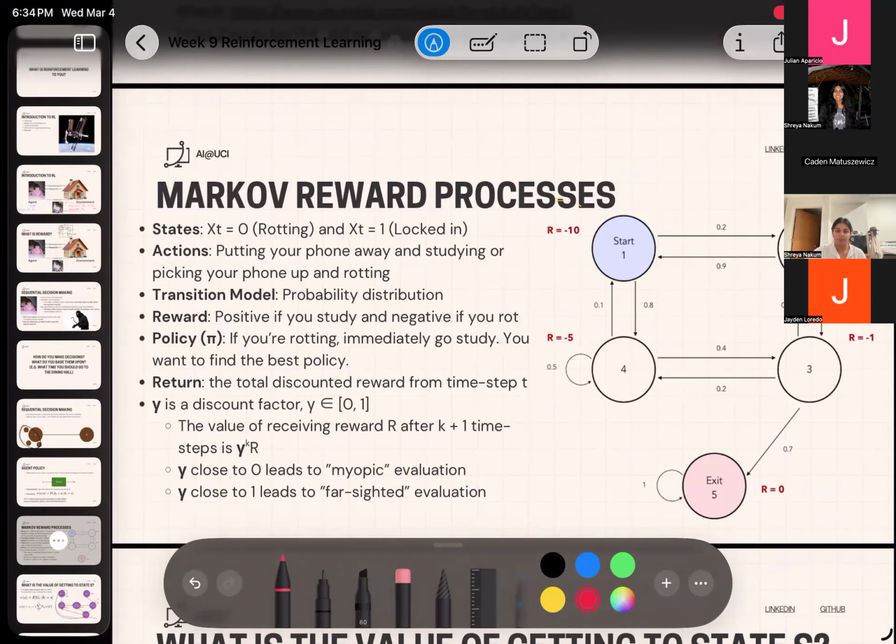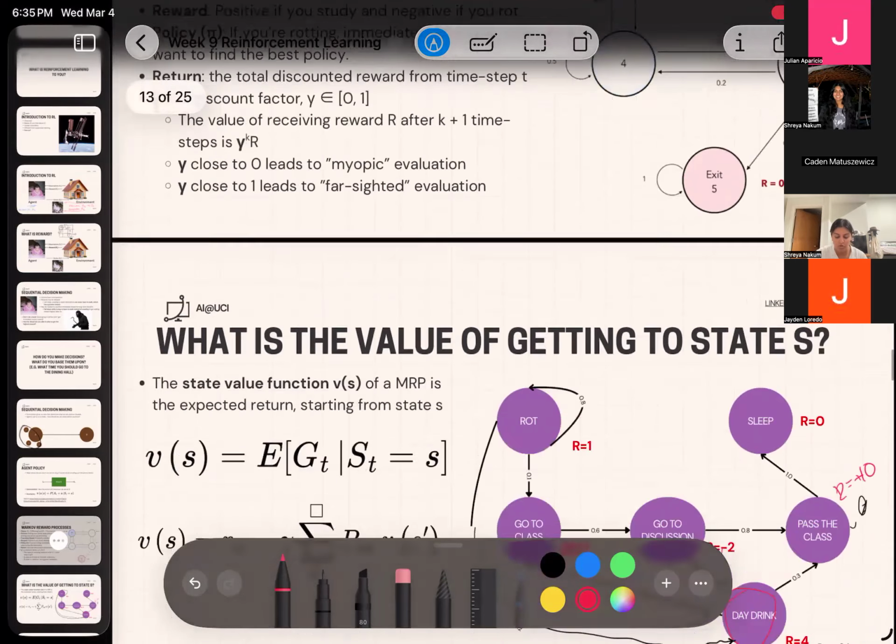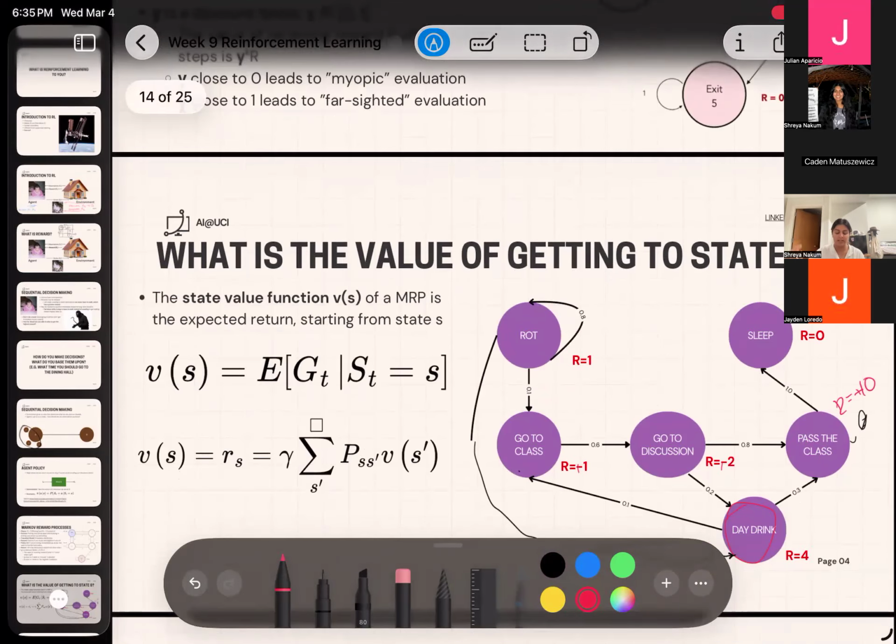So one of the main questions that you'd probably come up with is, what is the value of getting to a certain state S? Calculating this is called the state value function. It's basically saying how well are we doing at this point in time? The state value function tells us G of t, which is the total return that we get given that we're at a certain state S.